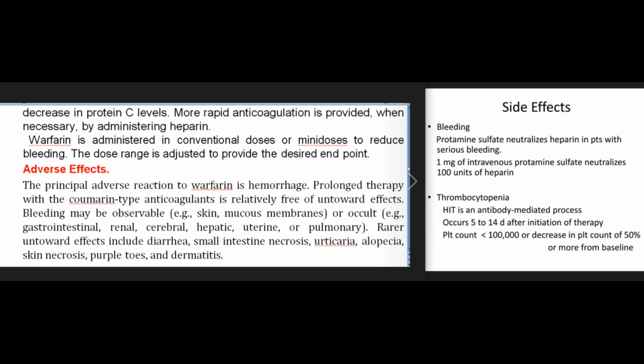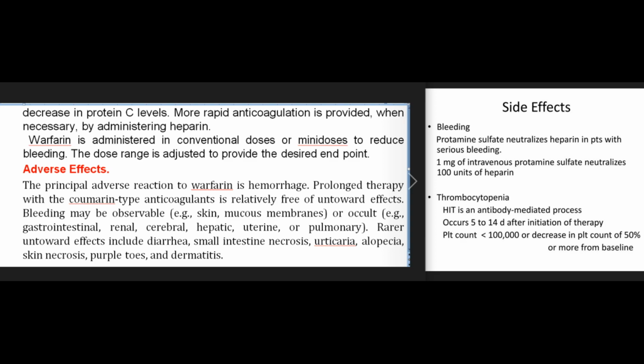Adverse effects. The principal adverse reaction to warfarin is hemorrhage. Prolonged therapy with the coumarin-type anticoagulants is relatively free of untoward effects. Bleeding may be observable, for example skin or mucous membranes, or occult, for example gastrointestinal, renal, cerebral, hepatic, uterine, or pulmonary. Rarer untoward effects include diarrhea, small intestine necrosis, urticaria, alopecia, skin necrosis, purple toes, and dermatitis.